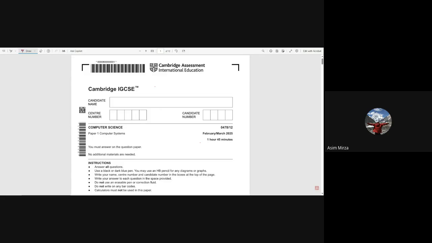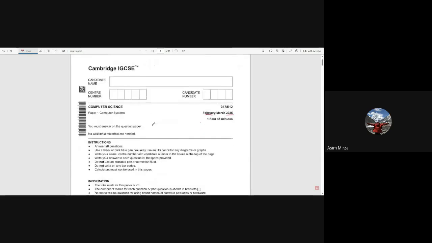So today we are going to attempt this paper. It's 0478 and variant is 12. We have three variants here, 11, 12 and 13. The paper is of Feb March 2025, right? It's a computer system paper, paper 1, right?